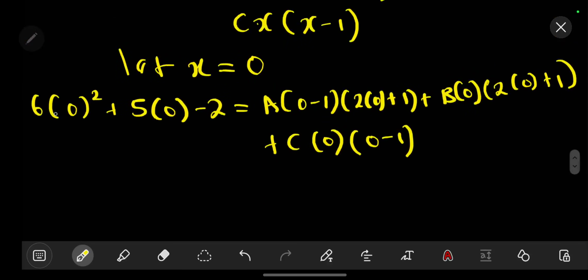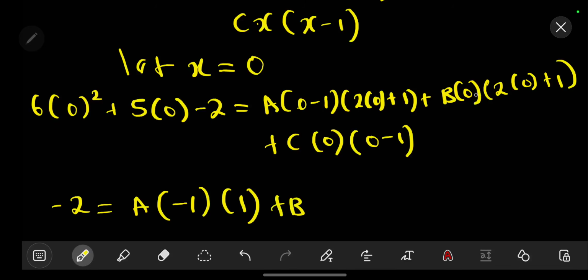So we are going to have 0 squared times 6 is 0, 5 times 0 is 0, so we are just going to write our negative 2 should be equal to, we have our a, open bracket, 0 minus 1 is negative 1, then we have 2 times 0 is 0, plus 1, that will give us a positive 1, then we have plus b, so 0 times b is 0 times whatever is inside, it will still be 0. So we have c times 0 is 0, times whatever is here is still 0, like that.